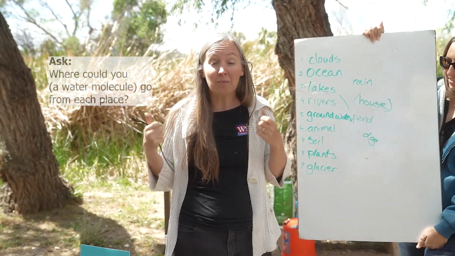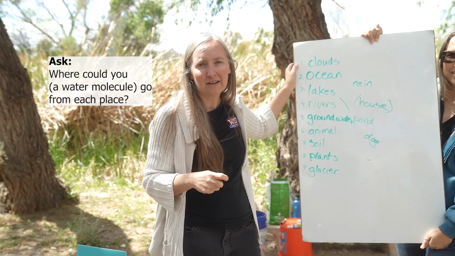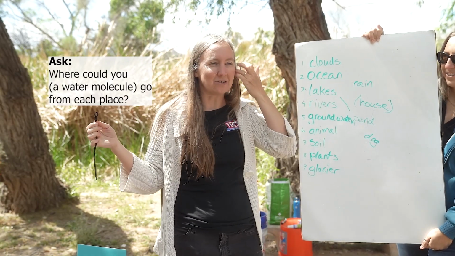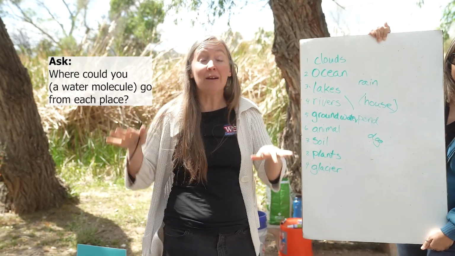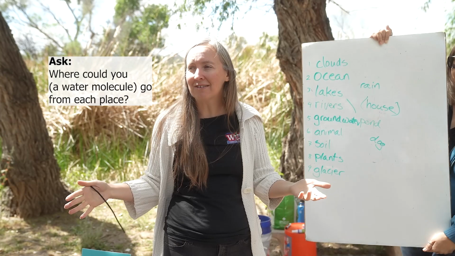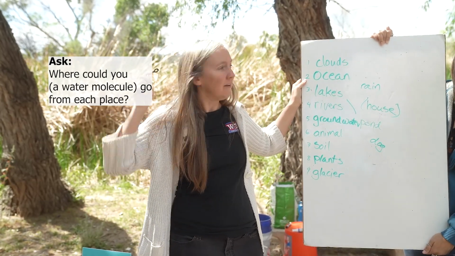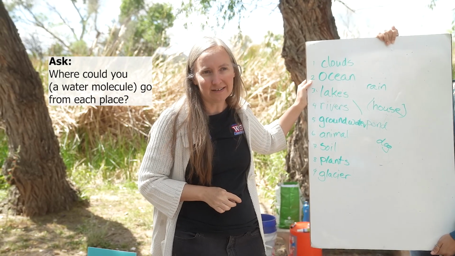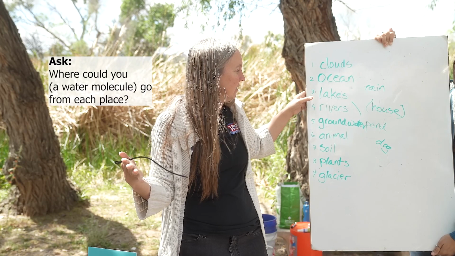And you're going to say, number 1s, where could you go from the clouds? And hopefully they'll respond with some answers like, lakes. Yeah, anywhere you can rain down to. You could rain down into lakes or oceans or animals. Number 2s, raise your hands. Where could you go from the ocean? Clouds. The only place you can go from the ocean is up in evaporation.